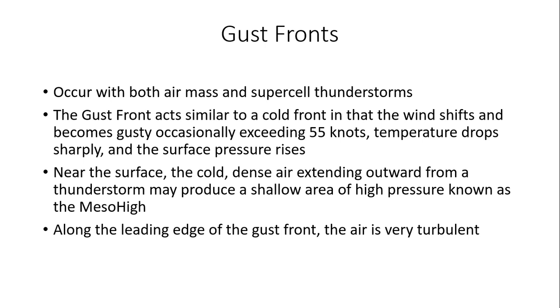Now, what's happening with gust fronts? Near the ground or the surface, the cold, dense air extends outward from a thunderstorm, and it produces a shallow area of high pressure that is known as a meso-high. And along the leading edge of the gust front, the air is very turbulent. Again, this is that leading edge of the gust front. As it moves into the warm, moist air ahead of it, it generally tends to lead to a lot of turbulent vertical mixing of the air.